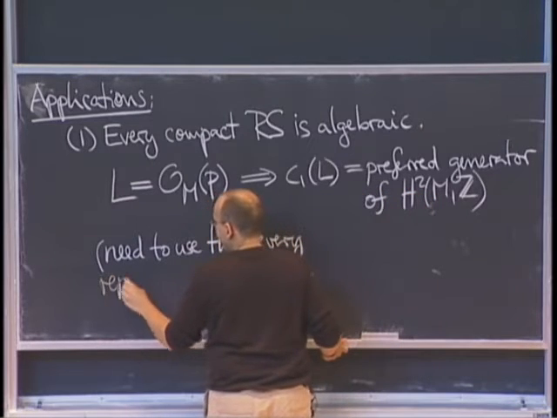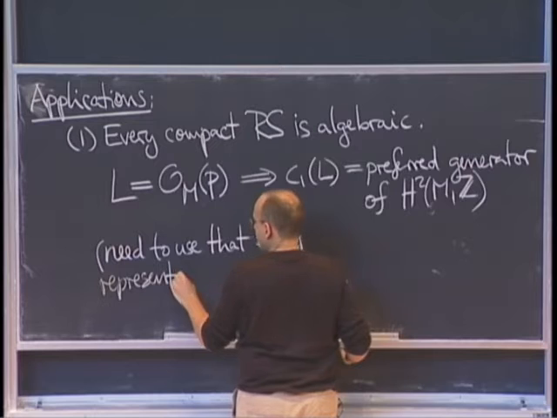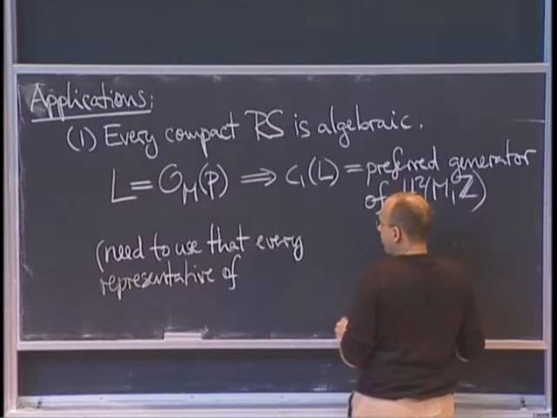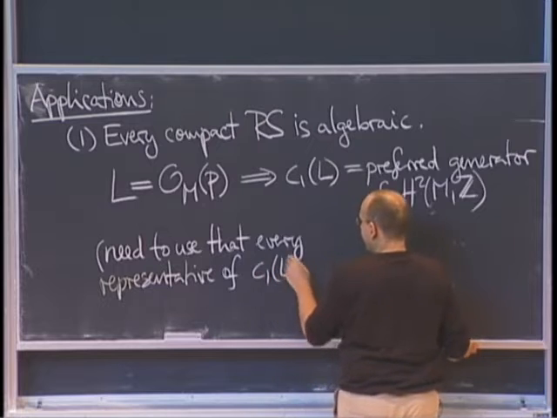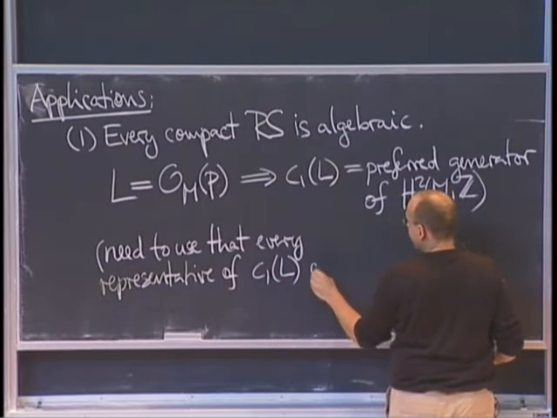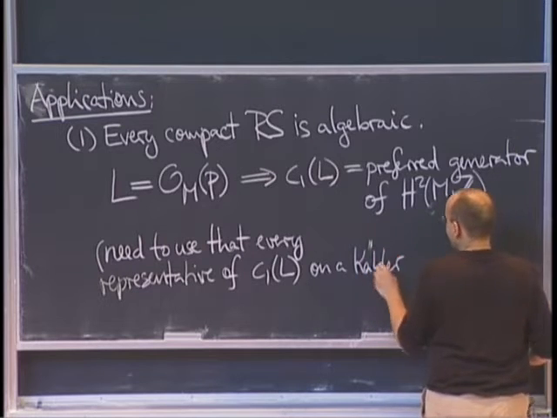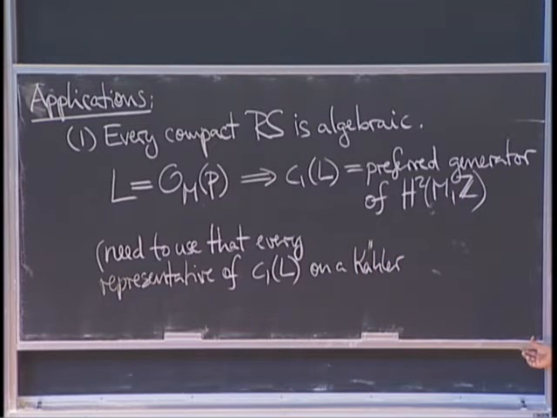So every representative of c1 of L. That's actually true on any Kähler manifold. That's the sort of thing I used last time to give the sketch argument that the Chern classes determine the line bundle up to holomorphic isomorphism.